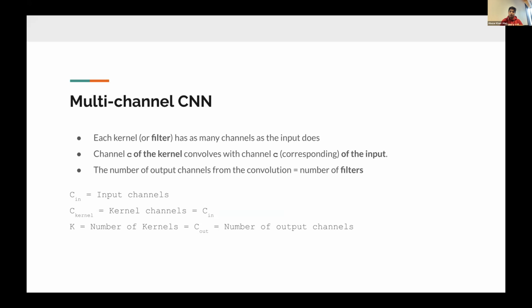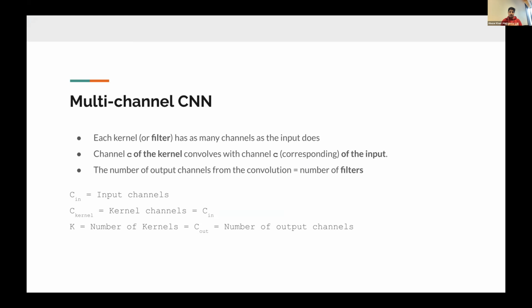Intentionally, I tend to go back and forth between the terms kernel and filter and weight matrix, because they always refer to the same thing in terms of CNN. And a bunch of literature will call it kernels, a bunch of literature will call it filters, some literature will call it weight matrices. So I hope you don't get confused by these terms.